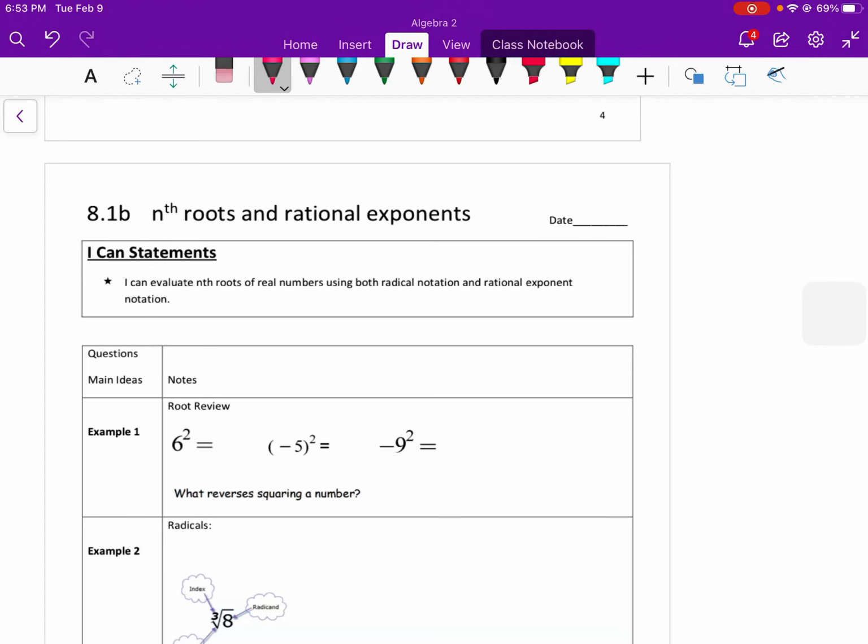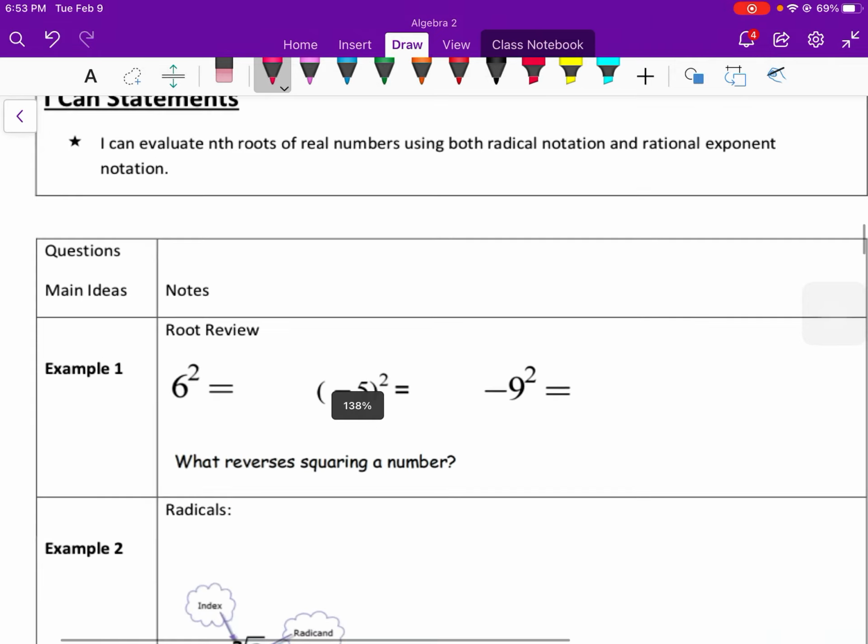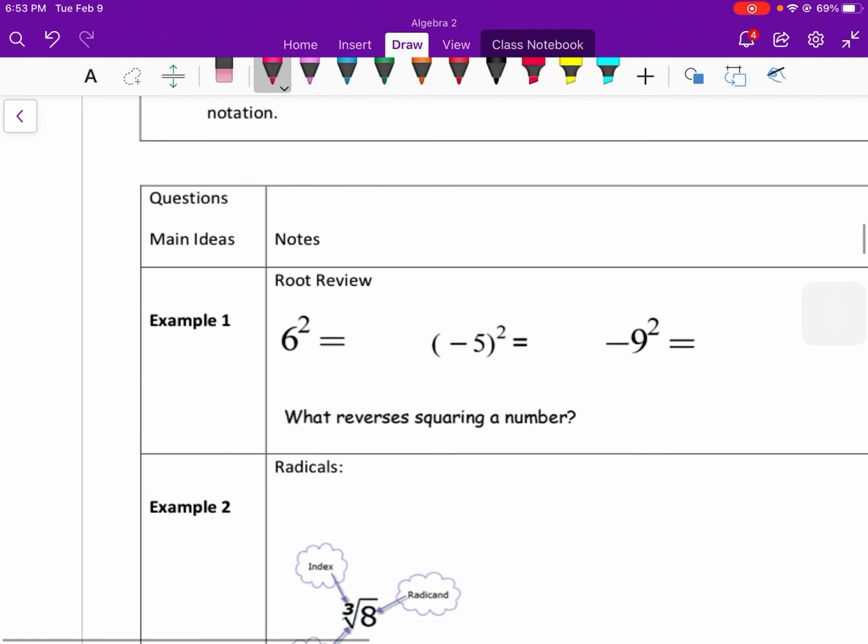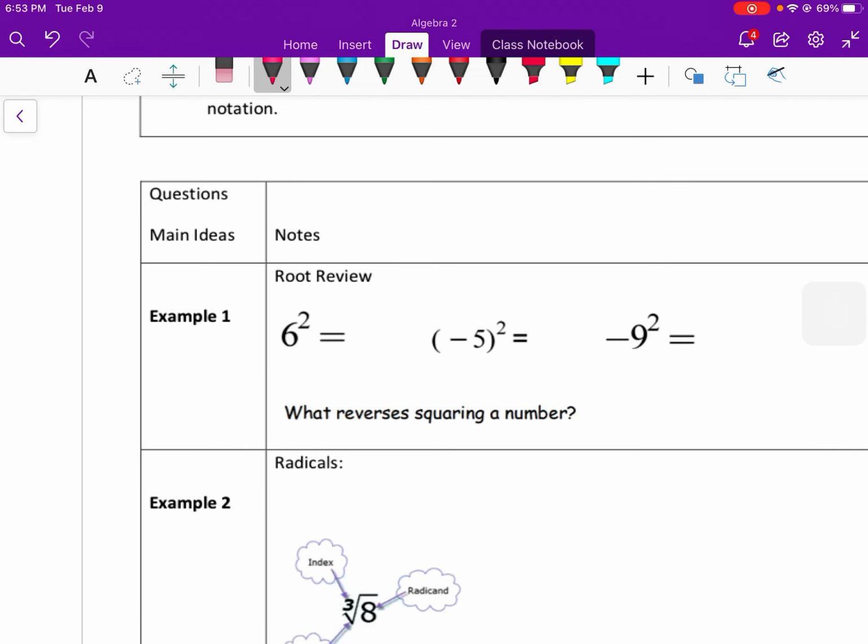All right, welcome back, class. So this will be 8.1b, nth roots and rational exponents. So the I can statement: I can evaluate nth roots of real numbers using both radical notation and rational exponent notation. So this first example will be some review, root review.